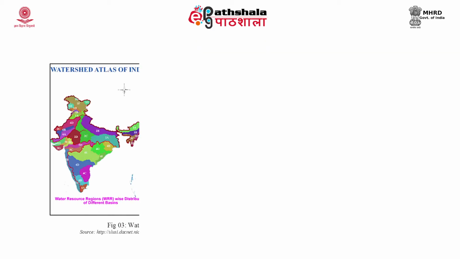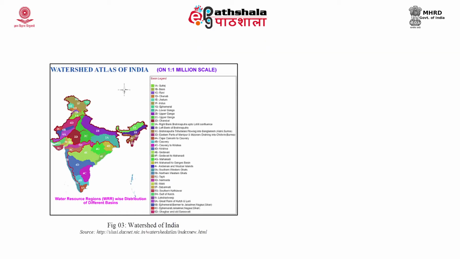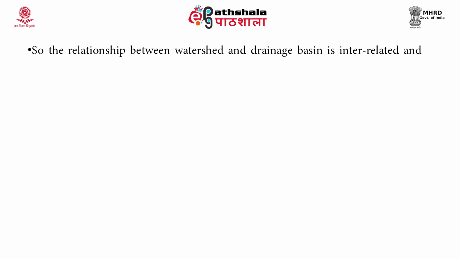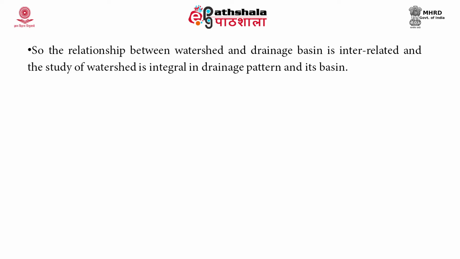As you can see here, figure number 3 shows the area demarcation of a watershed in India, and in relation, the river basins of India in figure number 4 display the rivers and streams for which the particular watershed is the source of water. So the relationship between watershed and drainage basin is interrelated, and the study of watershed is integral to the drainage pattern and its basin.